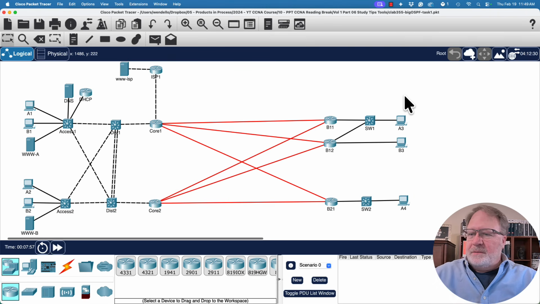So let's take a look at Packet Tracer. This is the file that's opened, and I have added configuration based on task 1 and task 1 only. All right. So a few things.